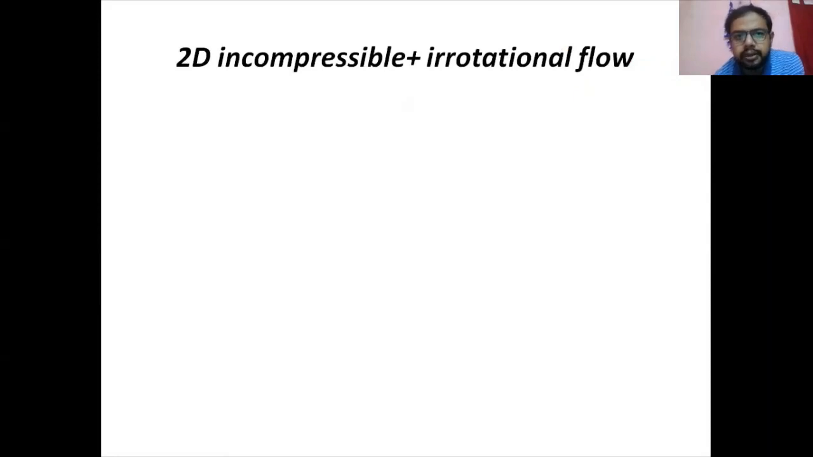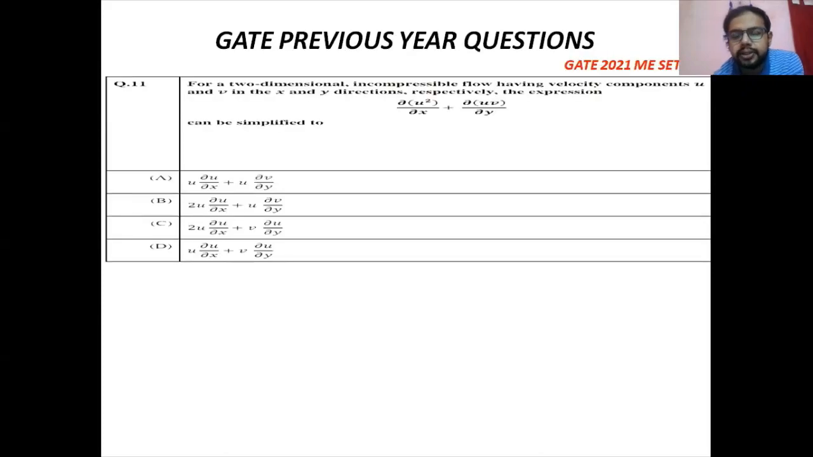So first question, we have already completed the theoretical portion last day. The first question is GATE 2021 mechanical question 1. For a two-dimensional incompressible flow having velocity components u and v in the xy Cartesian coordinate, one expression has been given here: del u square del x plus del uv del y. That can be simplified to the following.